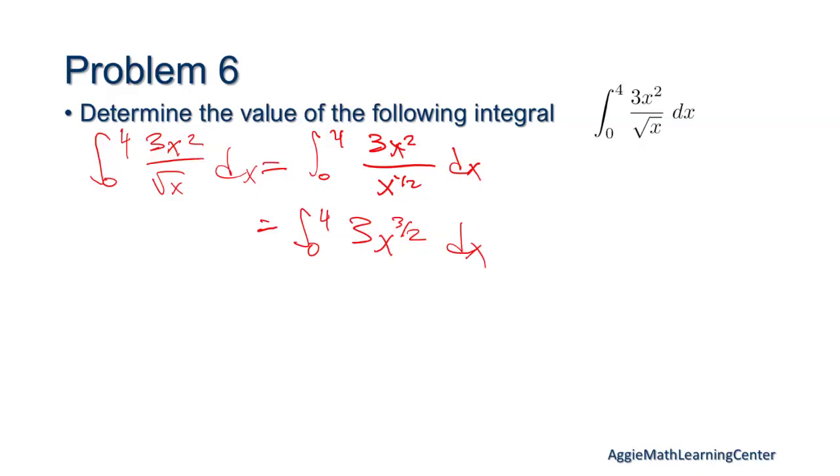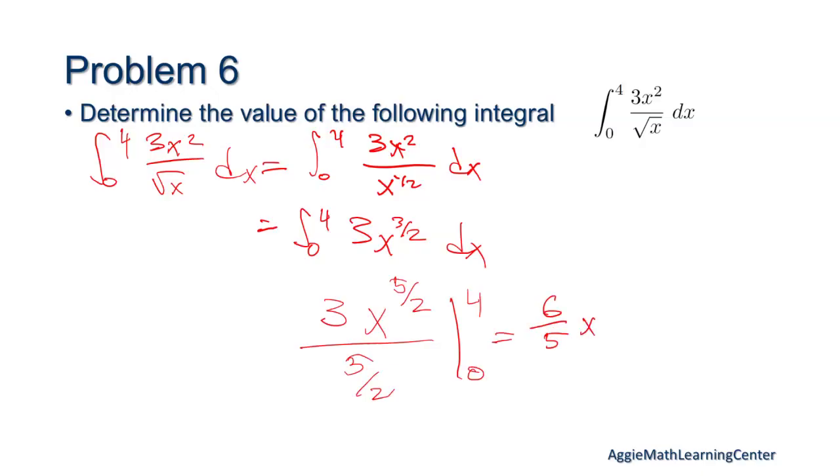So just like we said, you raise the power by 1, so 3/2 plus 1 is 5/2, and then divide by that new power. The 3 sticks around for the ride, and we evaluate from 0 to 4. We can simplify it a little bit. So that's 6 fifths x to the 5 halves evaluated from 0 to 4. And that turns into 6 fifths of 4 to the 5 halves minus 0.